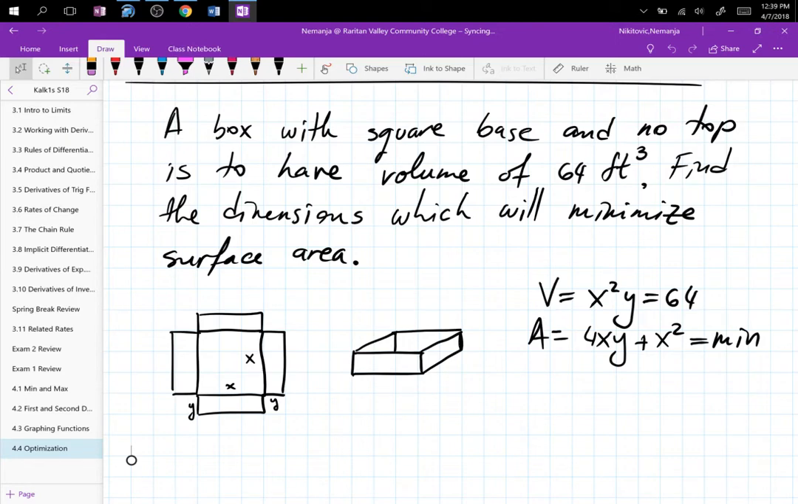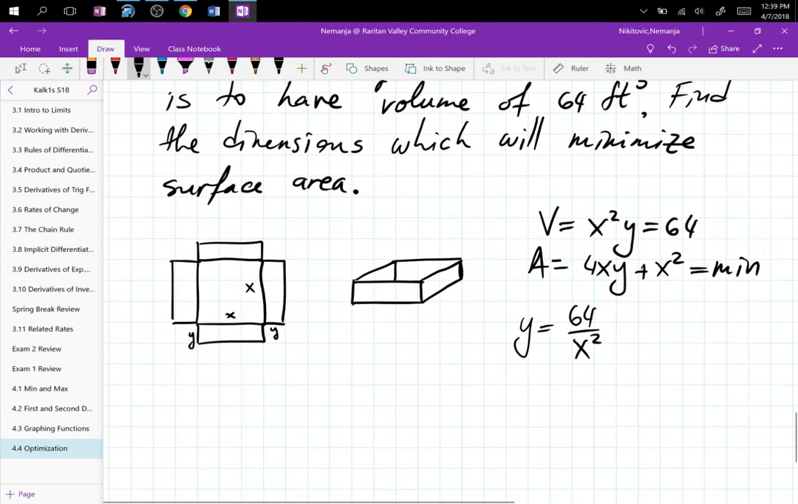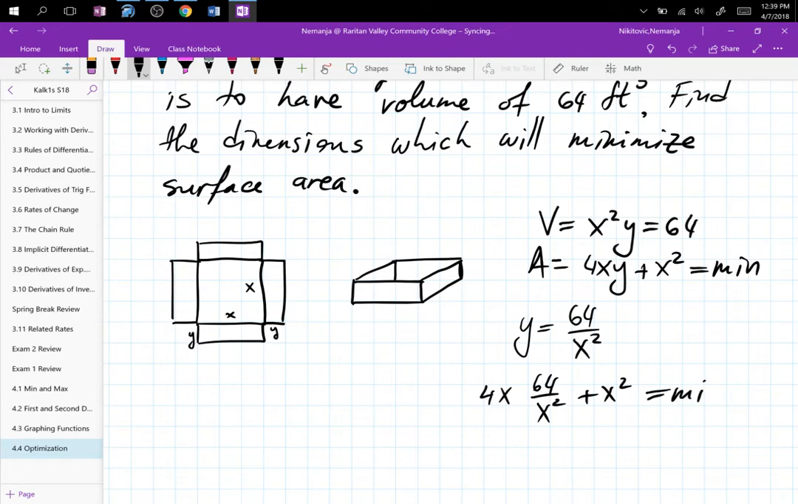All right, so there should be plenty of time. We take the constraint equation, y equals 64 over x squared. Then we plug that into our objective equation, so that's 4x times 64 over x squared plus x squared equals a minimum this time. The x and x squared would cancel. 64 times 4 is 256. Divided by x plus x squared equals a minimum.